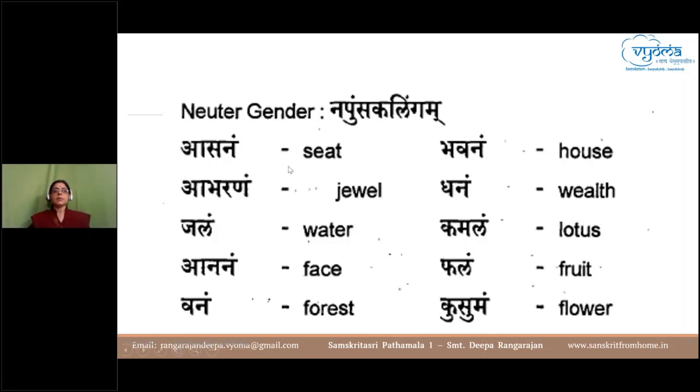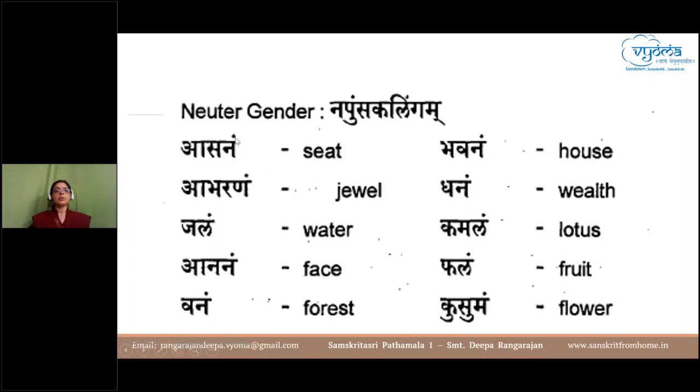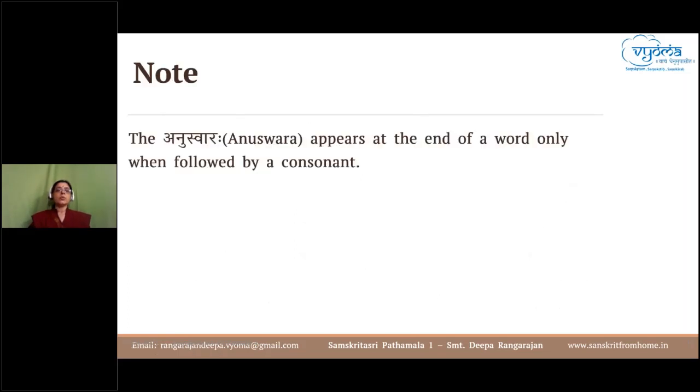The Napumsakalinga words, these are the words which are given in the textbook. Now, what we have to note here is that all these Napumsakalinga words end in the Anuswara. If you notice, the Anuswara is at the end of all these words. Now, these words are written as individual separate words. Normally, the Anuswara at the end of the word is allowed to come only when it is followed by a consonant.